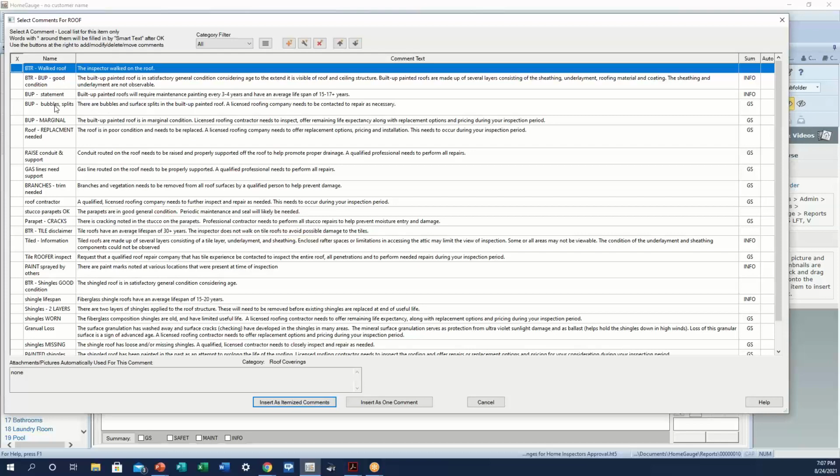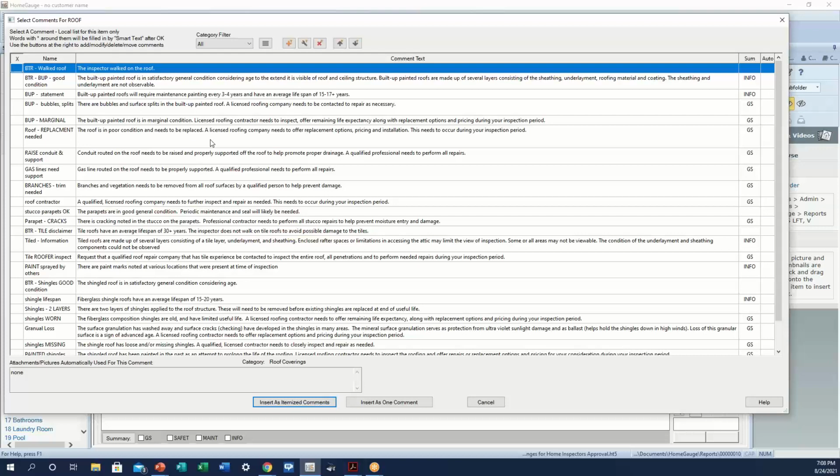So we have built up painted there, built up painted marginal. The roof is in marginal condition. A licensed roofing contractor needs to inspect. Why do we say that? Because we have to tell them what the condition is and then what they should do about it. Not how to do it, what should they do? The roof is in poor condition, needs to be replaced. We say that, many of you say, get another opinion from someone else and see what they think about it.